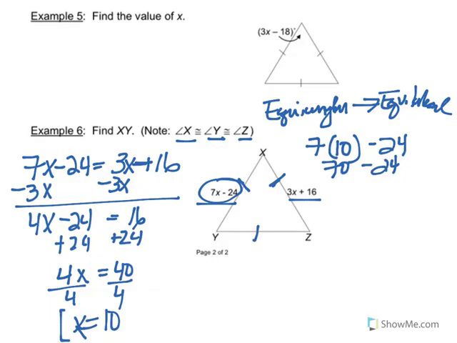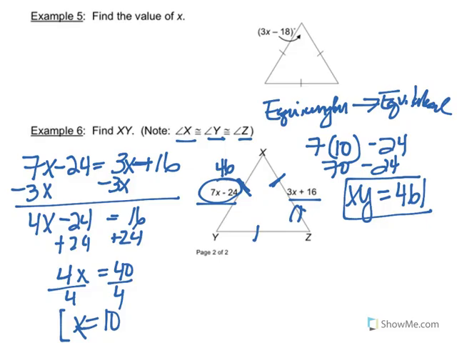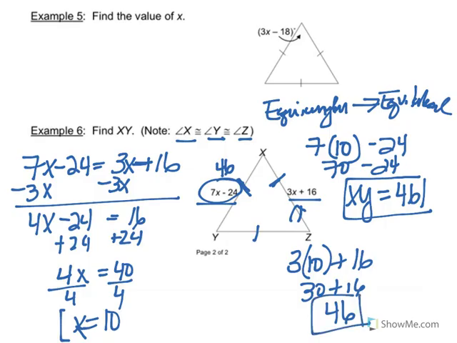So XY equals 46. Now, theoretically, if this side right here has a measurement of 46, then this side should too. So let's try it to make sure we did our math correctly. 3 times 10 is 30, plus 16 is 46. Bada bing, bada boom. Okay, so there you go.